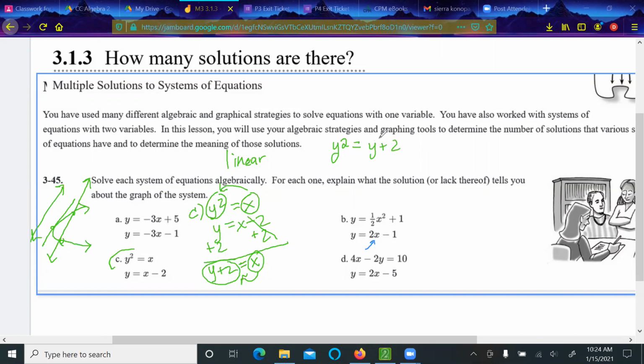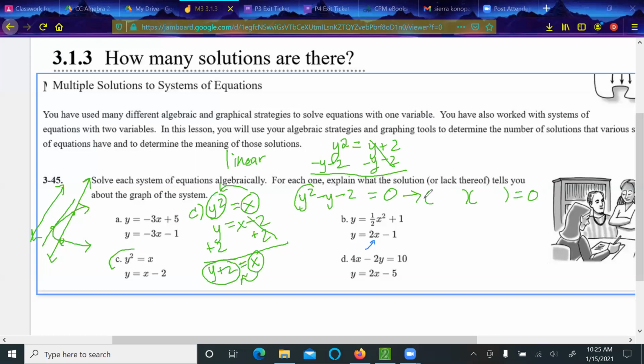Well, now this is just a quadratic equation. So let's just go ahead and subtract y and subtract 2 to get this equation equal to 0. 0 equals y squared minus y minus 2. Okay, and we should be able to factor this now.